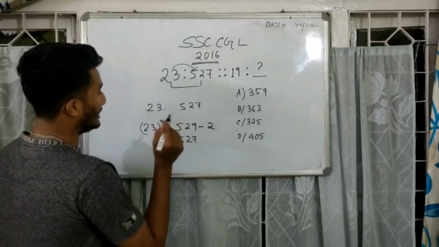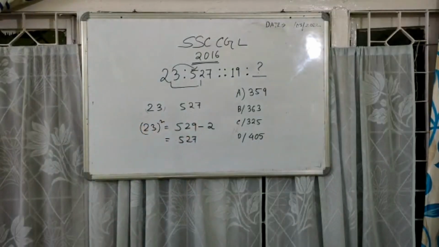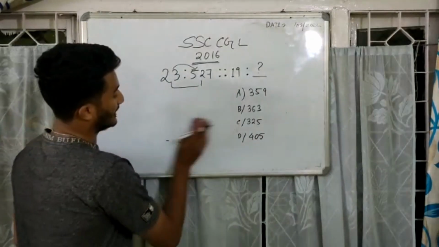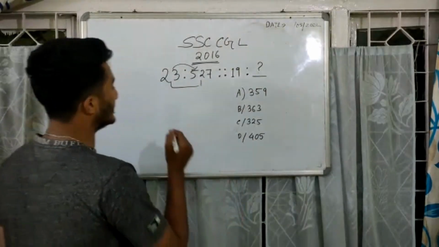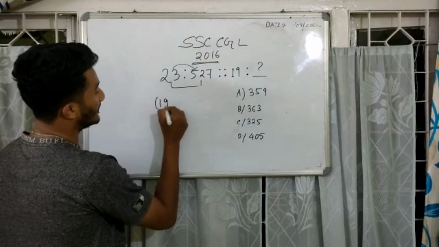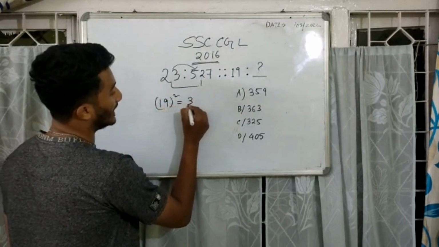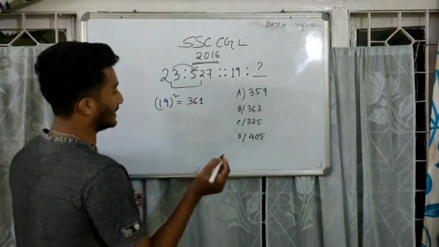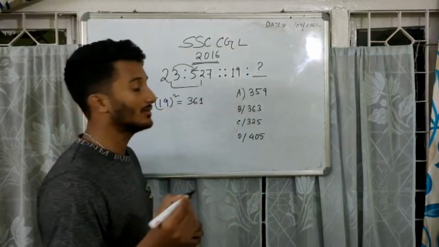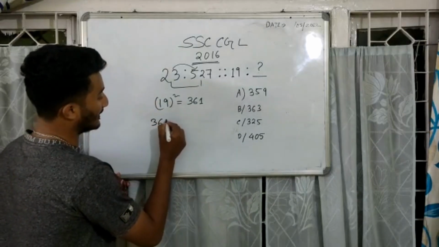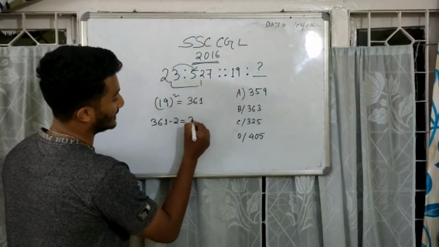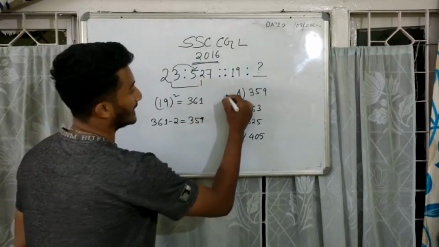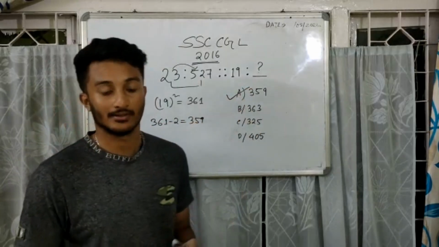So in case of 19, we are going to use the same relation. That is, we can do the square of 19. 19 squared, we know, is 361. Now, according to the previous relation, we have to subtract 2. So we can subtract 2 from here. 361 minus 2 is 359. So 359 is our correct answer.